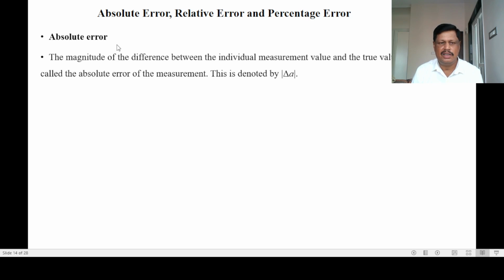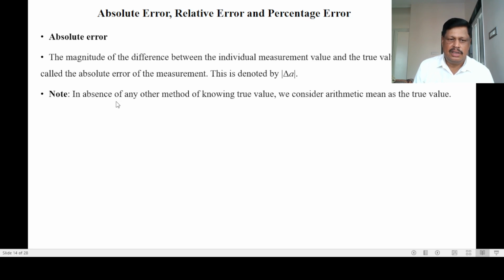What is absolute error? The magnitude of the difference between the individual measurement value and the true value of the quantity is called the absolute error of the measurement. This is denoted by modulus of delta A. Note: in the absence of any other method of knowing the true value, the arithmetic mean is taken as the true value.